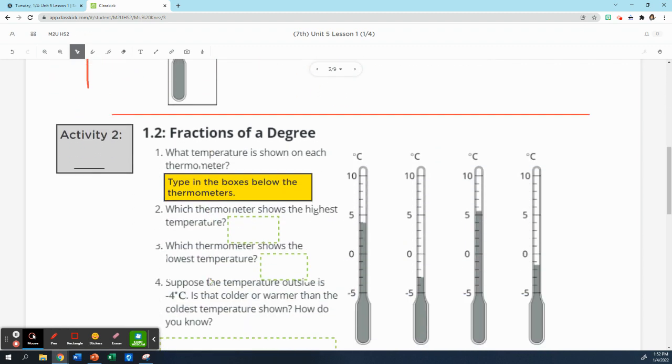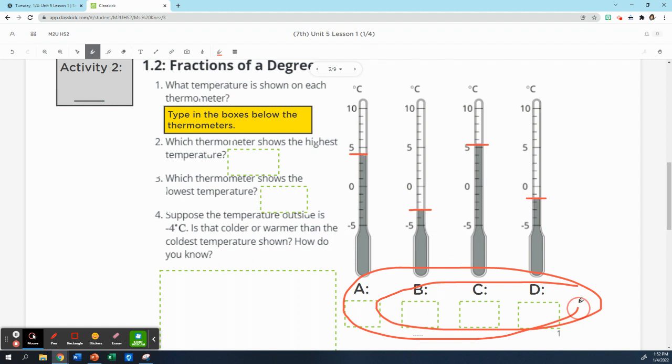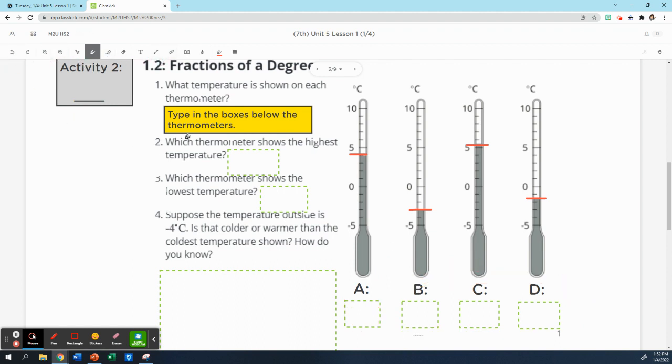So in 1.2, there are 4 thermometers, and your job is to estimate the value of each one. Here, here, I'm drawing the red lines kind of where the thermometer ends. So go ahead and pause this video and tell me in these boxes at the bottom, what is the temperature shown on each thermometer? Once you've done that, answer questions 2, 3, and 4. So we're doing all of 1.2. Pause the video and complete 1.2.